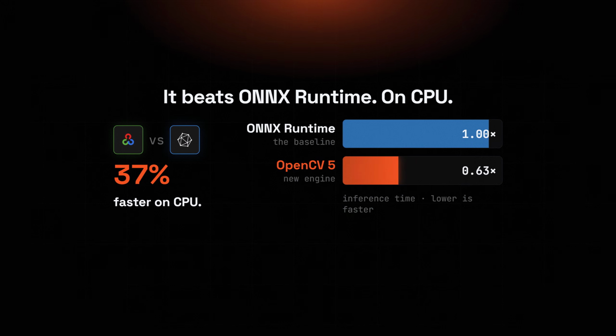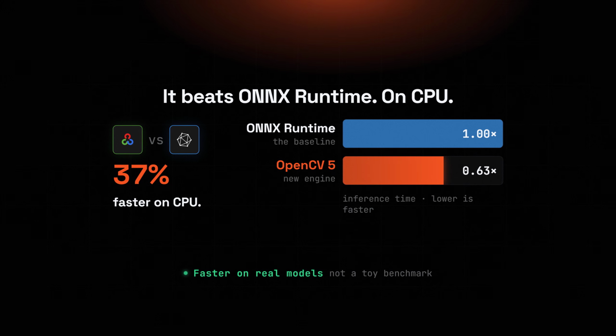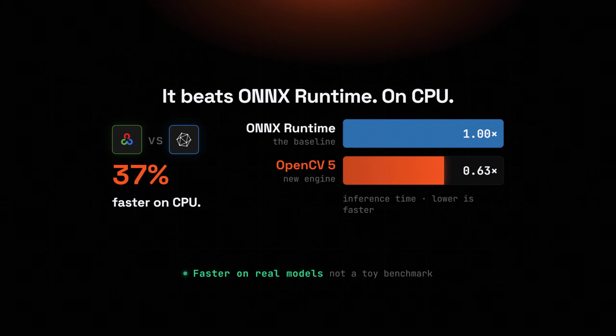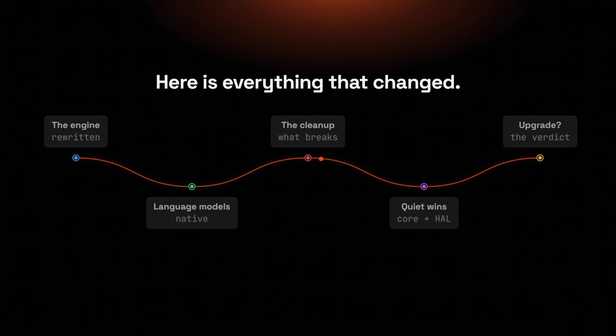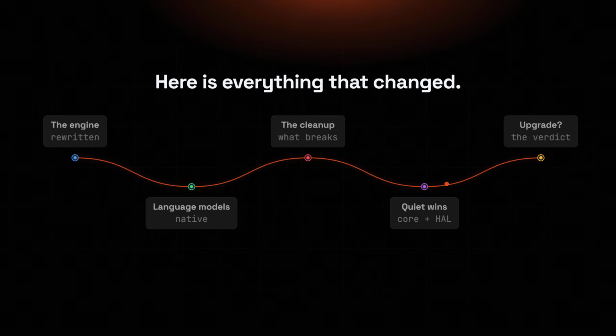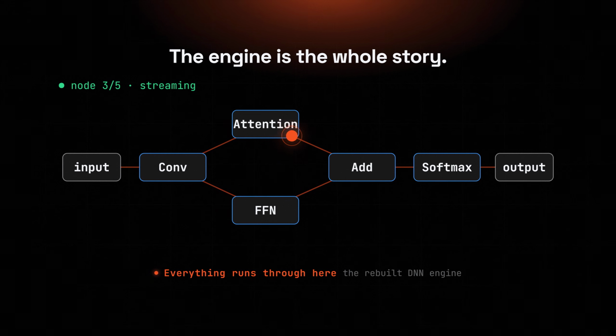And here is the kicker. On a plain CPU, it now beats ONNX Runtime on a whole pile of real models. This is a massive release. Let us walk through everything that changed and everything it breaks. Start with that engine, because it is the whole story.